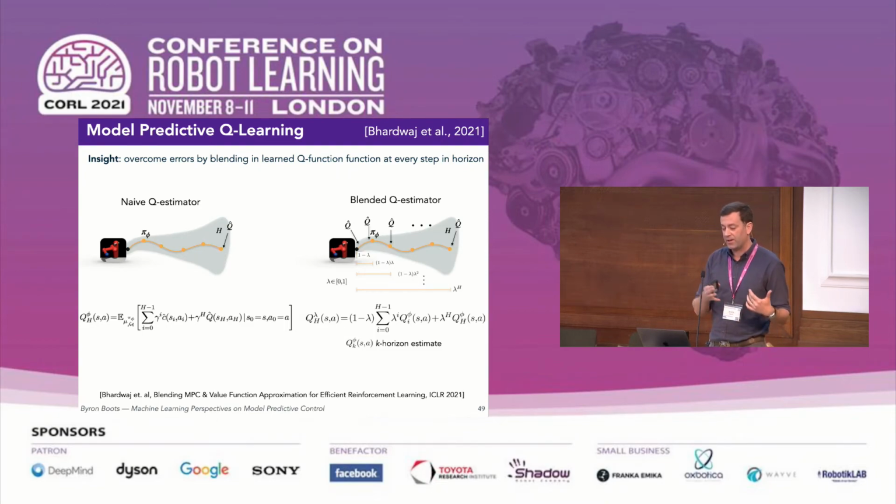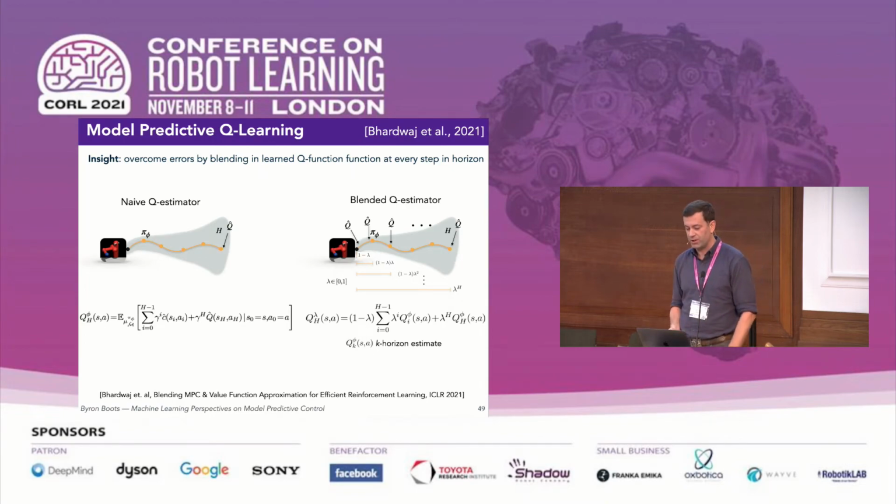And a blended Q estimator can basically construct an H horizon estimate as an exponentially weighted average of all horizon estimates from 0 to H. And it does this using a parameter lambda. So those of you who are familiar with reinforcement learning, this looks something like the TD lambda method. This causes shorter range predictions to rely relatively more on the model from MPC and longer range predictions to rely relatively more on the estimated Q function.